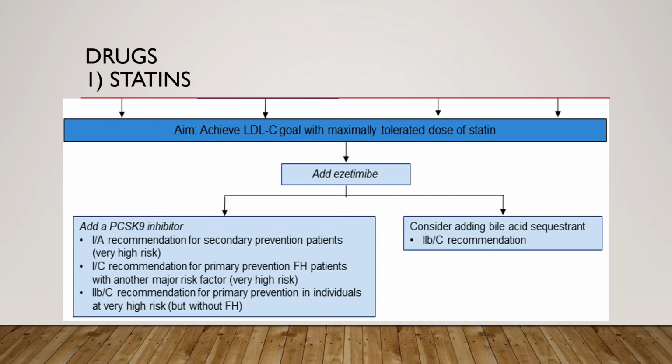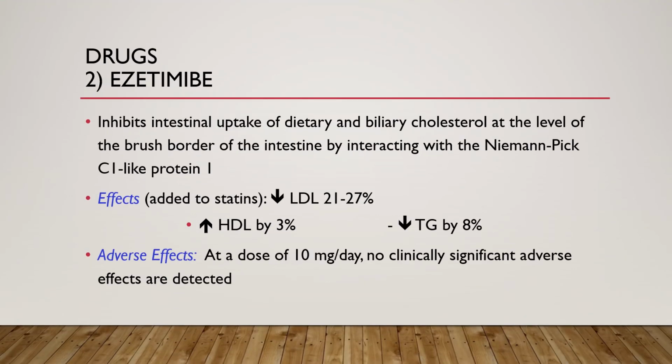So you give a very low dose of statin and use ezetimibe to achieve the goal. If you still cannot achieve the goal with a low dose of statin and ezetimibe, you can add a PCSK9 inhibitor or a bile acid sequestrant. This is according to the levels of recommendation that we have stated before. But if the patient cannot tolerate statins at all, you can use ezetimibe by itself, as we have stated before, or add a PCSK9 inhibitor or a bile acid sequestrant.